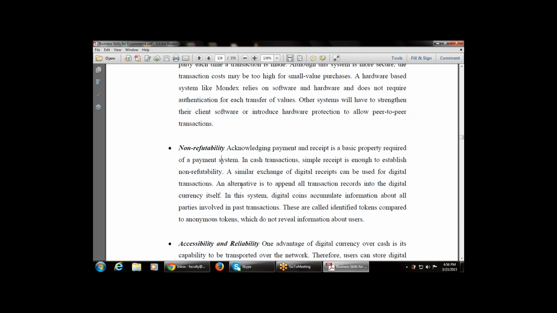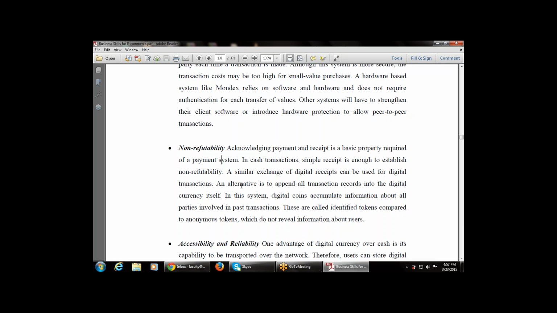In this system, digital coins accumulate information about all parties involved in the past transactions. This is also one of the main criteria that can be used for the digital signature: it simply accumulates or merges information about all the parties involved in the past transactions. That is non-refutability. These are called identified tokens, compared to anonymous tokens, which do not reveal information about the users. Non-refutability means every transaction must establish this property: every user who is using the e-payment system, the digital currency, must give each and every piece of information, so that this information can be accumulated together and involved with the past transactions.